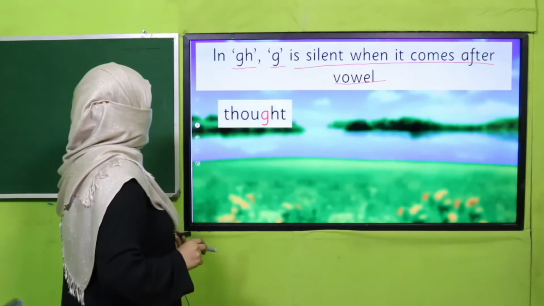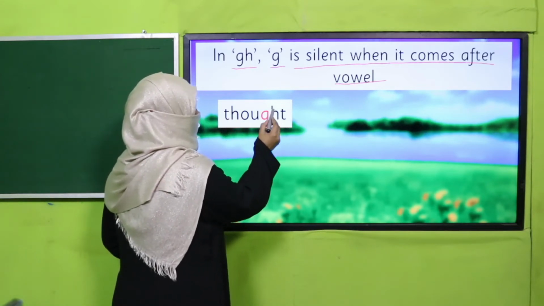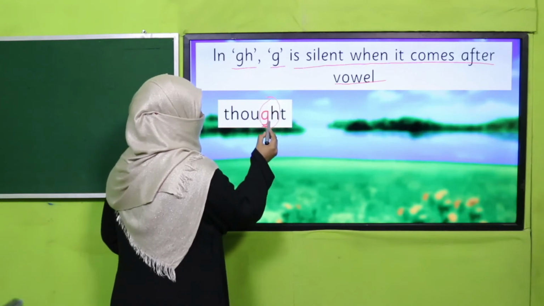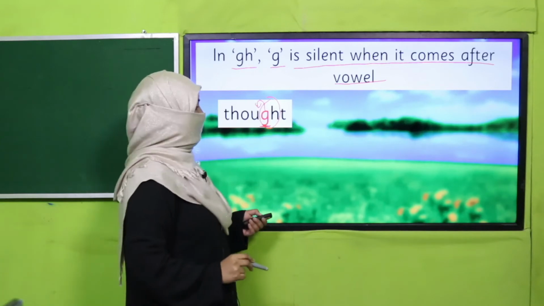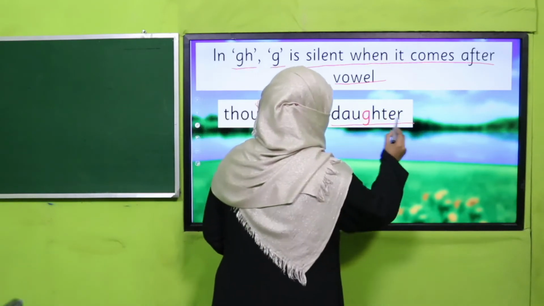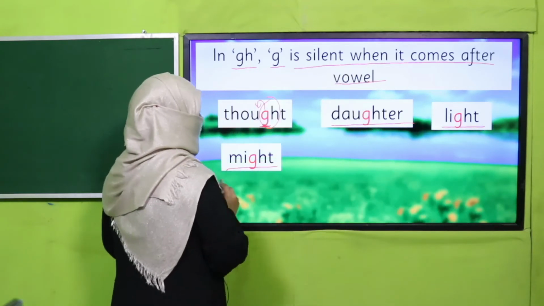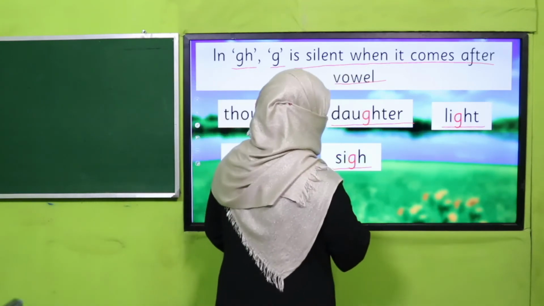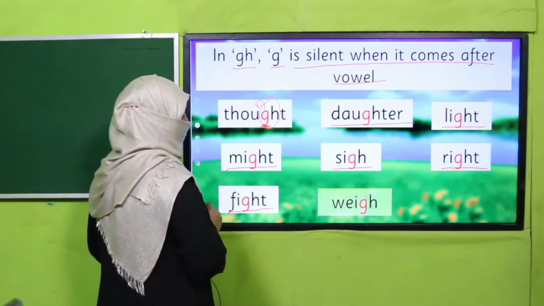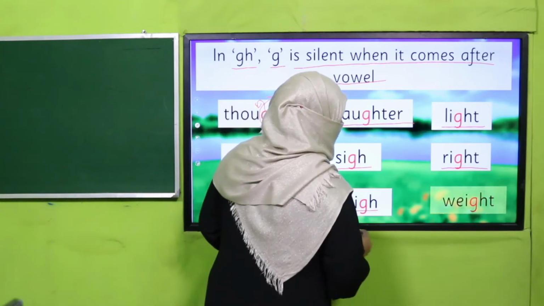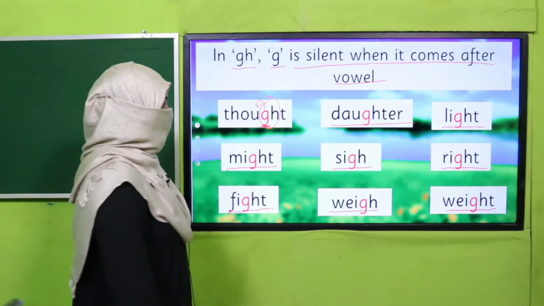And what those words are? Thought, thought. Now you see this GH, this chunk is there. And before this G, because there is a vowel, so you will not say this G. Daughter, light, might, sigh, right, fight, way, and wait. Now you see in all these cases, what is the rule?